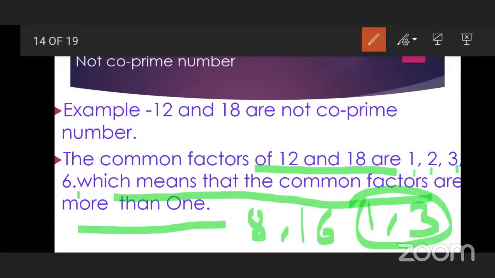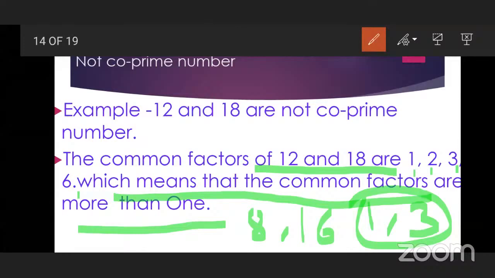Yes, 1 and 3. Is 1 and 3 a co-prime pair or not? Co-prime, obviously. Why? Because the common factor of 3 and 1 is 1. The factors of 1 is 1 itself, and the common factor of 3 and 1 is 1. So this is a co-prime pair.